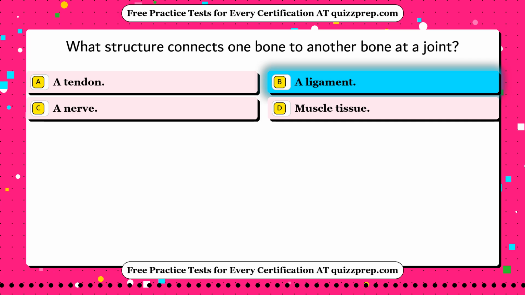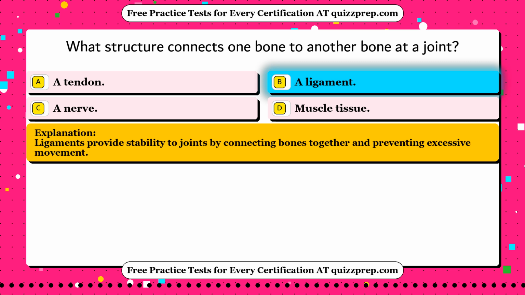The correct answer is option B. A ligament. Ligaments provide stability to joints by connecting bones together and preventing excessive movement.